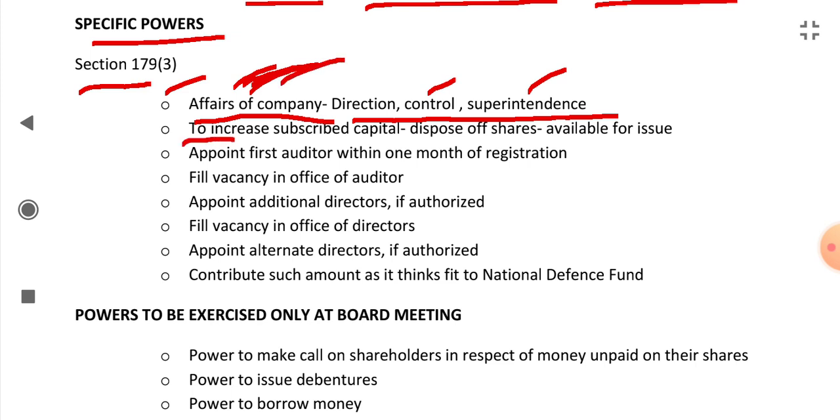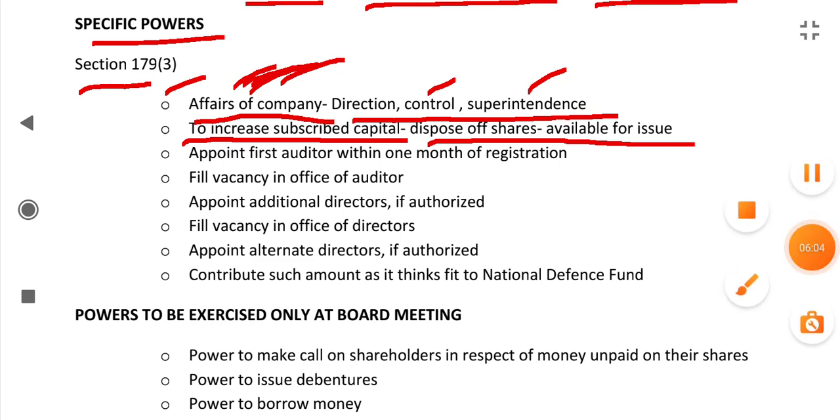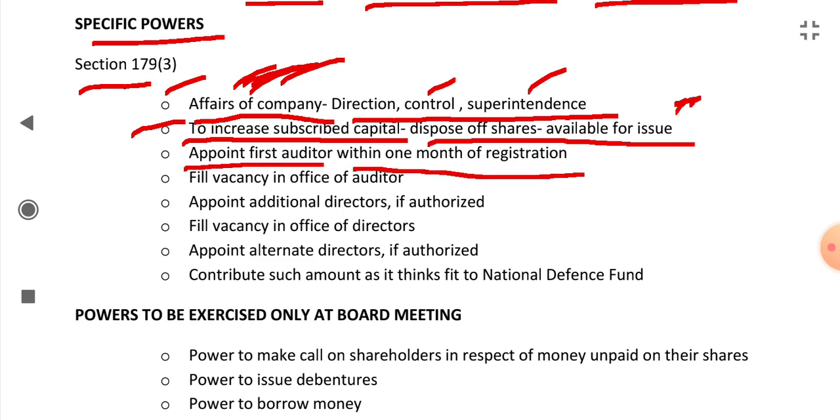To increase subscribed capital, dispose of shares available for issue. If there are any shares available for issue, then they will dispose of them, they will issue them. This will increase the subscribed capital. To appoint first auditor within 1 month of registration. Within 1 month of registration, the directors have the power to appoint the first auditor and to fill the vacancy in the office of the auditor.